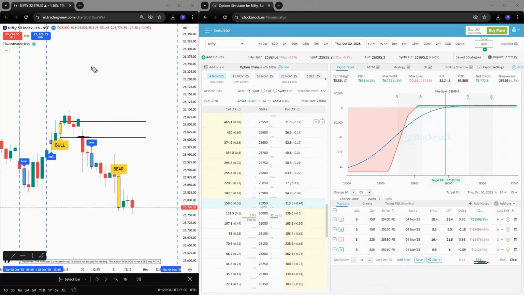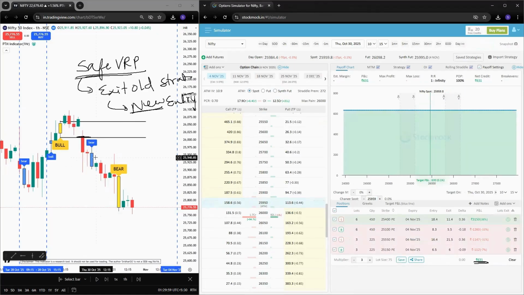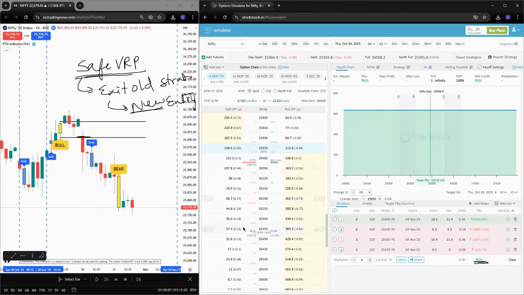What do I have to do? As per safe VRP harvesting, what is the rule? I have to exit the old strategy and take a new entry in the opposite direction. Simple. This is as per safe, so that is what I'm going to do first. I have exited all the positions, all bull positions exited. As per safe, I have to follow the same rules. I have to take the bearish entry first.